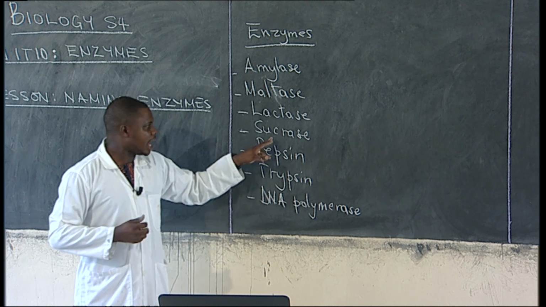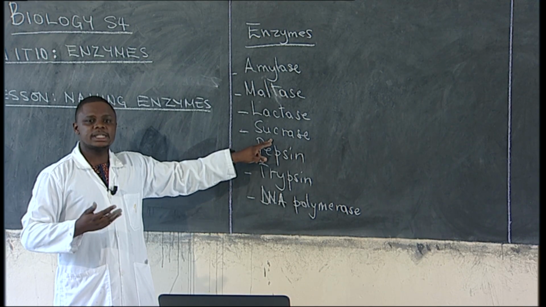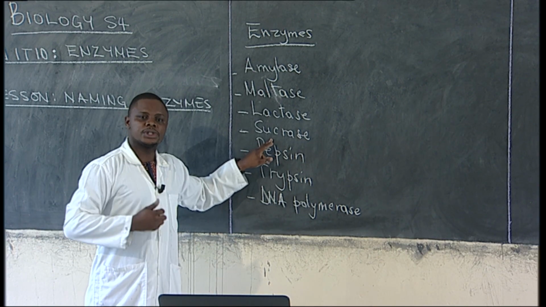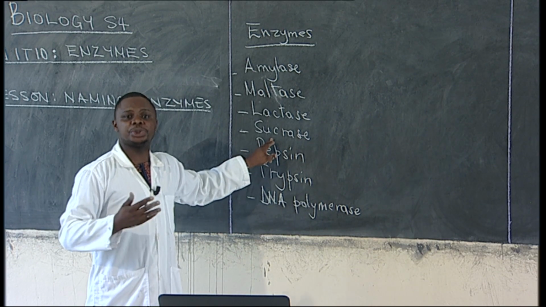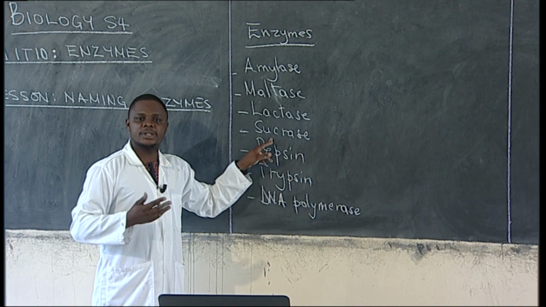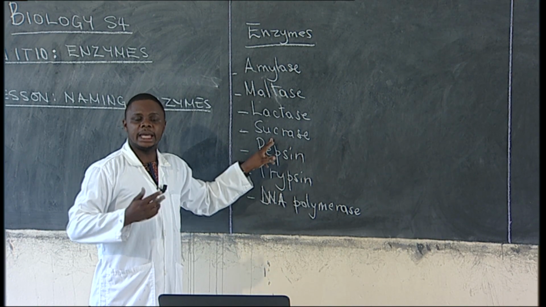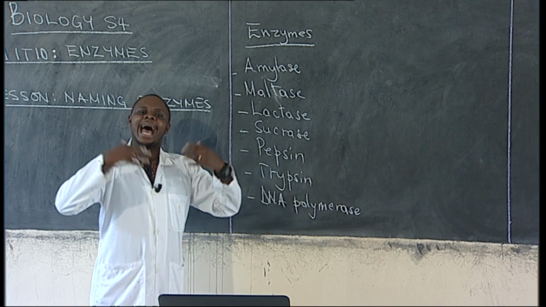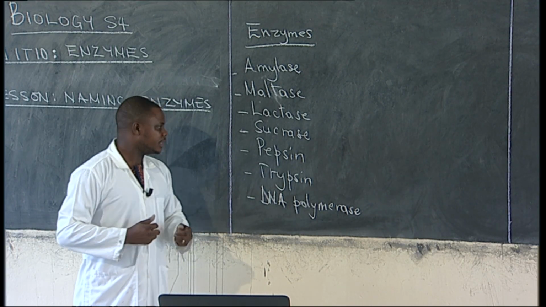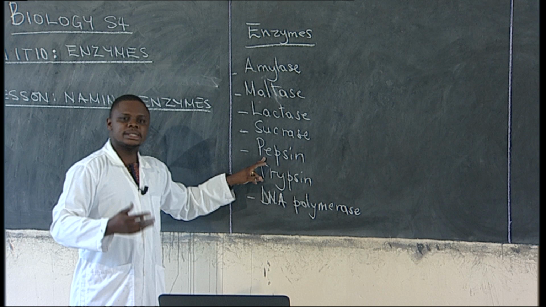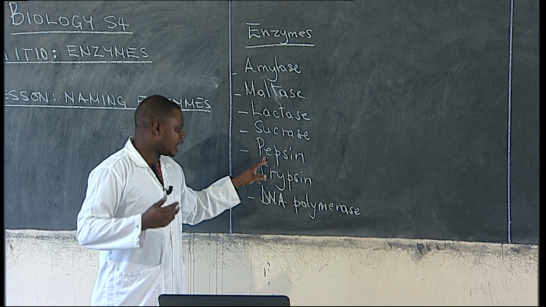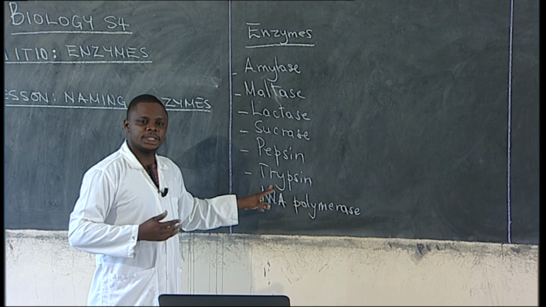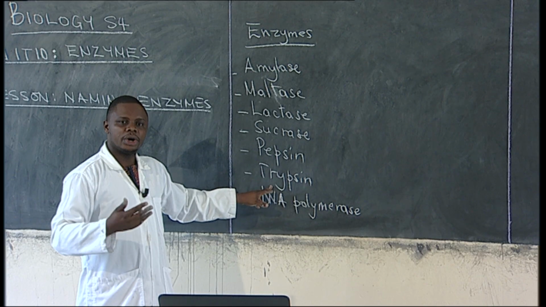Then we have sucrase enzyme. The function of this enzyme is to break down sucrose, which is a disaccharide sugar, into glucose and fructose. Then glucose and fructose are simple sugars which can be absorbed by our body. We have pepsin. This one breaks down proteins into amino acids. Then we also have trypsin, the same. It breaks down proteins into amino acids.